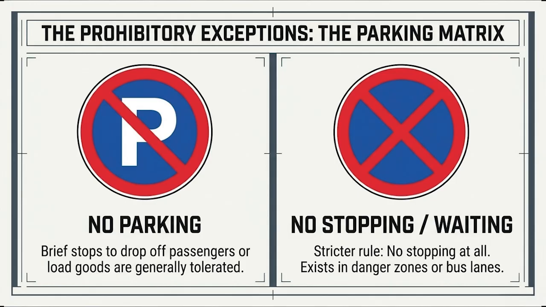Take a really close look at the visual exception presented here in the parking matrix. Both of them have those blue backgrounds, right? But check out the red lines. The sign with a single diagonal slash means no parking. You can generally get away with a brief stop to drop off a passenger. But the sign with that severe red X strictly prohibits any stopping or waiting at all. The visual language uses that double line to firmly cross out any thought of pulling over, usually because you're in a danger zone or a bus lane.